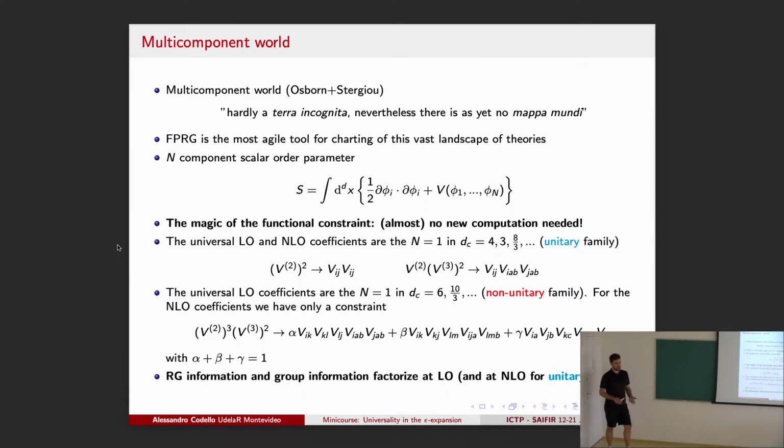In any case, now our quest starts to go into the interesting part. Now we want to find universality classes for an arbitrary n, the number of components, which is bigger than 1.